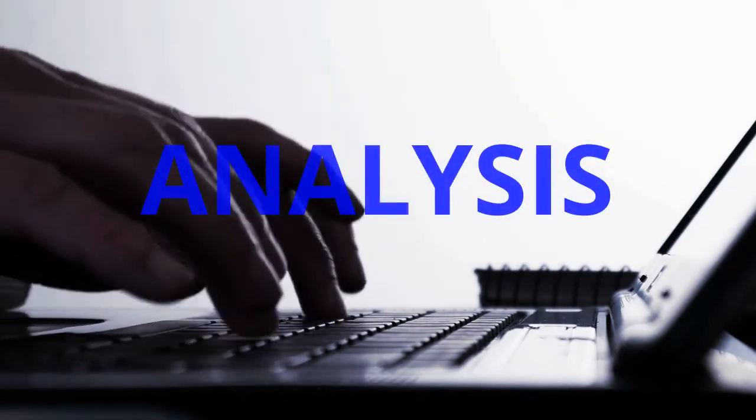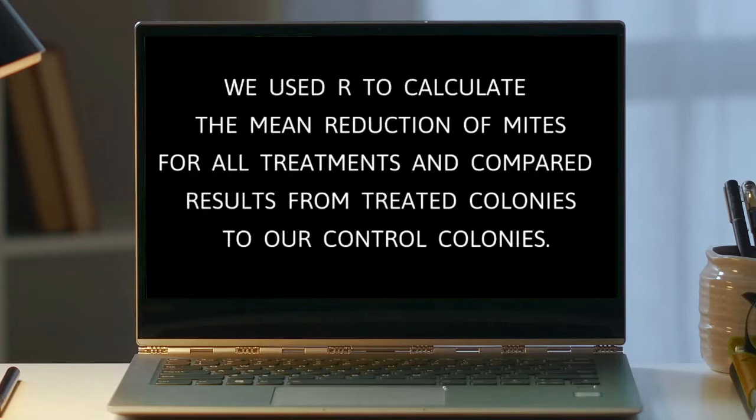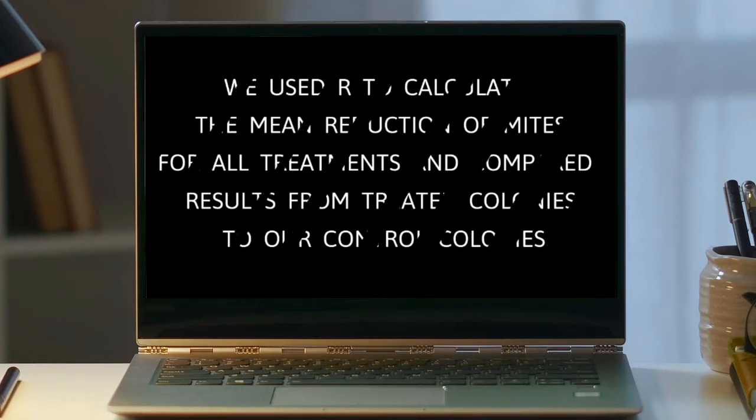Finally, this writer then describes the statistical analysis that they performed. They tell the reader, "We used R to calculate the mean reduction of mites for all treatments and compared results from treated colonies to our control colonies."